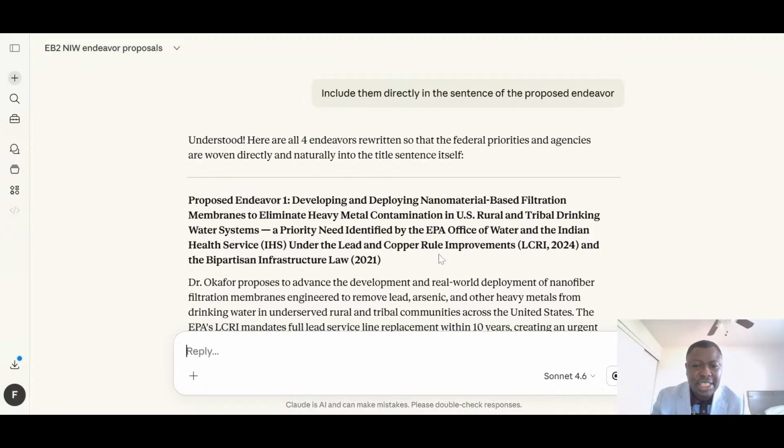Okay, so this is it. It is now doing what I want it to do. Developing and deploying nanomaterial-based filtration membranes to eliminate heavy metal contamination in U.S. rural and tribal drinking water systems, a priority need identified by the EPA Office of Water. Here you can see that the proposed endeavor is very specific. We know the problem that he wants to solve, who is going to benefit, and it is now also connected to a U.S. national priority. So that is how to craft a strong proposed endeavor.